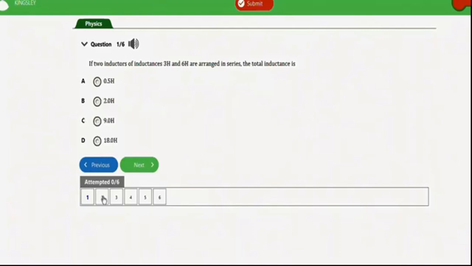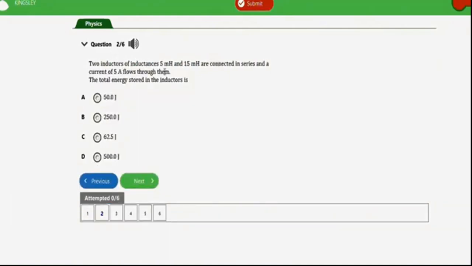The next repeated question will be this one. It says two inductors of inductances 5 millihenry and 15 millihenry are connected in series and a current of 5 ampere flows through them. The total energy stored in the inductors is what? To solve this question, the formula to get the energy stored in an inductor is half L I squared, where L is the inductance. So L is a symbol for inductance.